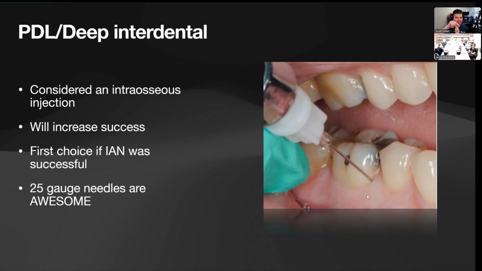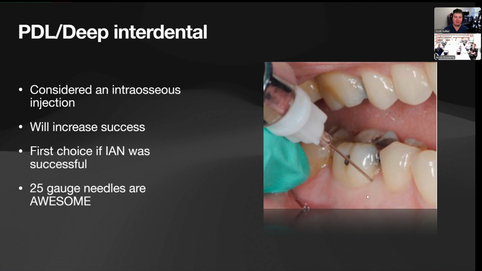You can usually pop through with a 25-gauge needle, and then you give it pretty much as an intraosseous injection. The beautiful part is once you get an intraosseous injection, as long as they're not super, super anxious, they're going to be numb, because it bathes the entire tooth inside the bone, inside that medullary bone, with anesthetic.